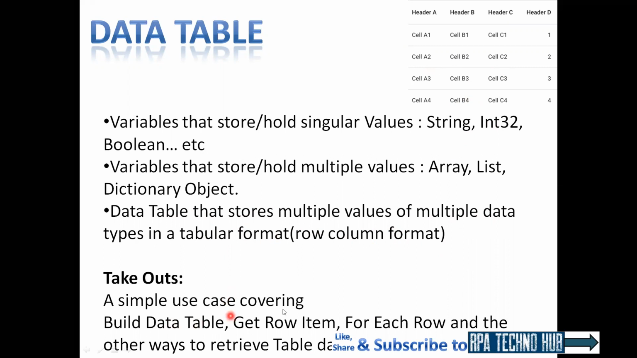We'll see a simple use case that covers build data table, get row item, and for each row activities in UiPath, and also about the methods to retrieve the data from data table in different ways. Now let's get started to see how we can implement this in UiPath.